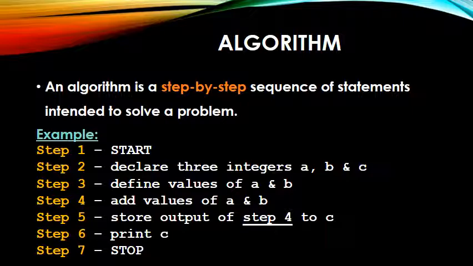First, step 1, we have to start the process. Next, step 2, declare three integer variables a, b and c. Next, step 3, define values for a and b. Next, step 4, add values of a and b. Then next, step 5, store output of step 4 to c.